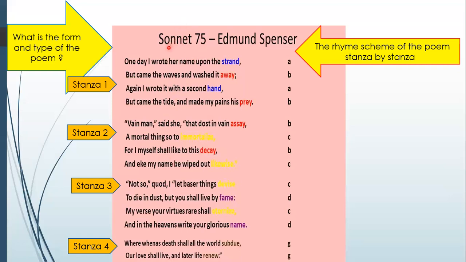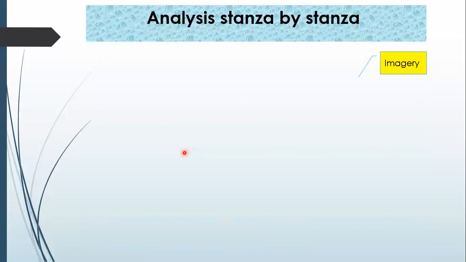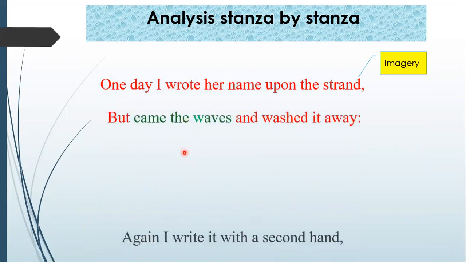What kind of sonnet do we have here? We have the English sonnet, right? English sonnet, because it consists of 3 quatrains and 1 couplet. So this is the form and the rhyme of the poem. Let us analyze the poem stanza by stanza. So here we have stanza number one.